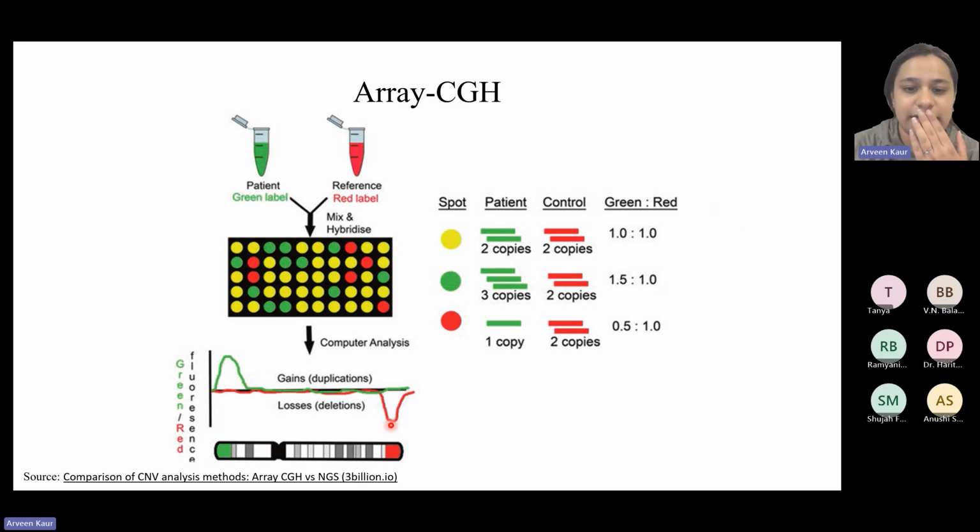If there are losses or deletions, then the red will show up, and since there are not equal copies present, instead of a yellow signal it will give a red signal, and that will mean that there is some kind of deletion present in the particular patient sample, right? So this is roughly how we assess the patient sample using a reference sample via array comparative genomic hybridization.